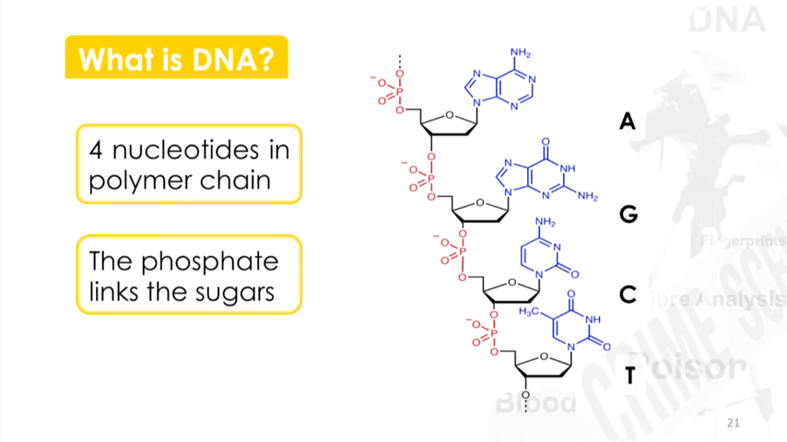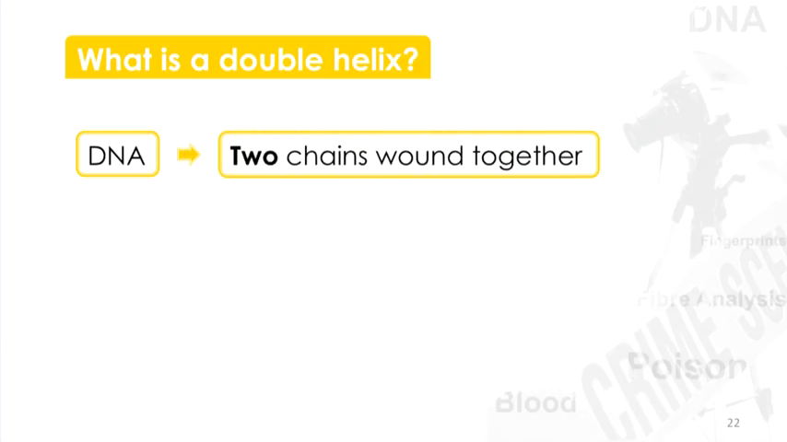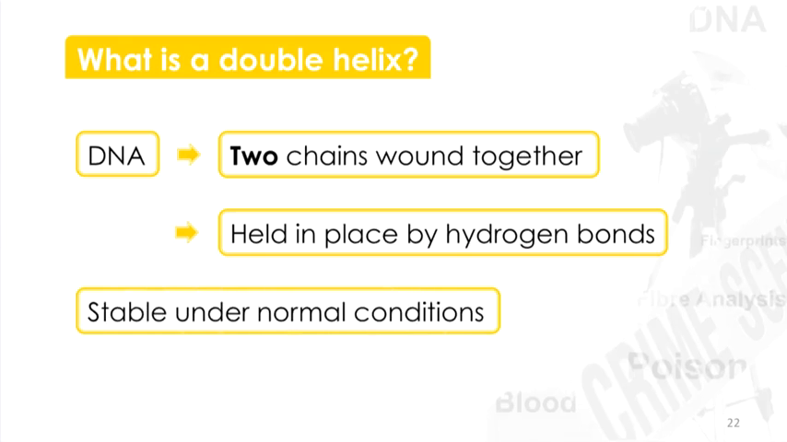Now, you've probably heard of this concept of the double helix. What does it mean? Well, the DNA double helix. DNA consists of two chains, not just one, and these are wound together. And these two chains are held together by a chemical interaction which is known as a hydrogen bond. Now, a hydrogen bond is not a very strong interaction, but it occurs all the way down the DNA chain so that the double helix is stable under normal conditions.